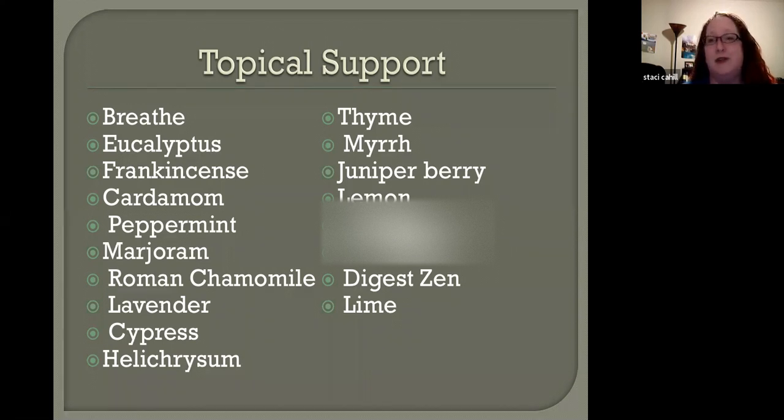Oils that are really great for calming would be Roman chamomile, sandalwood, cedarwood, lavender, cypress. Those are great oils to help calm the body down and to be able to relax and open up the muscles. It opens up airways. I also love to use oils like Helichrysum.